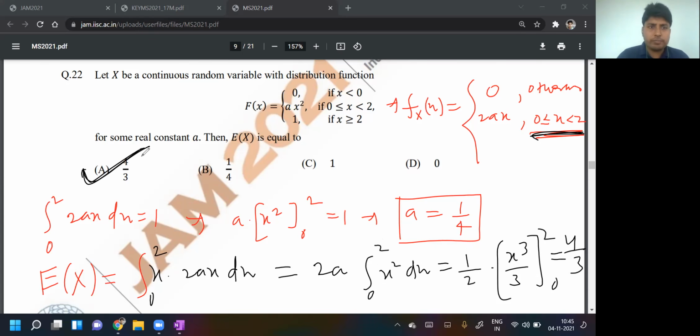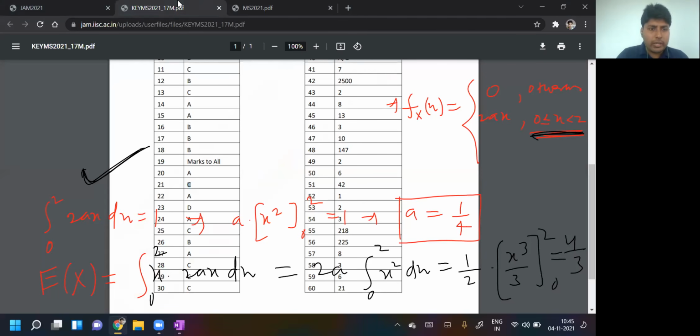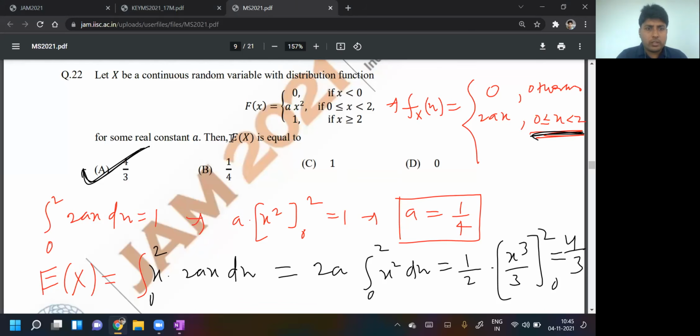So let us check. 22A. Yes, 22A is correct. So this is fine. You can see, first we find A using PDF, and then we find this. There is another way, so we may try the other way.